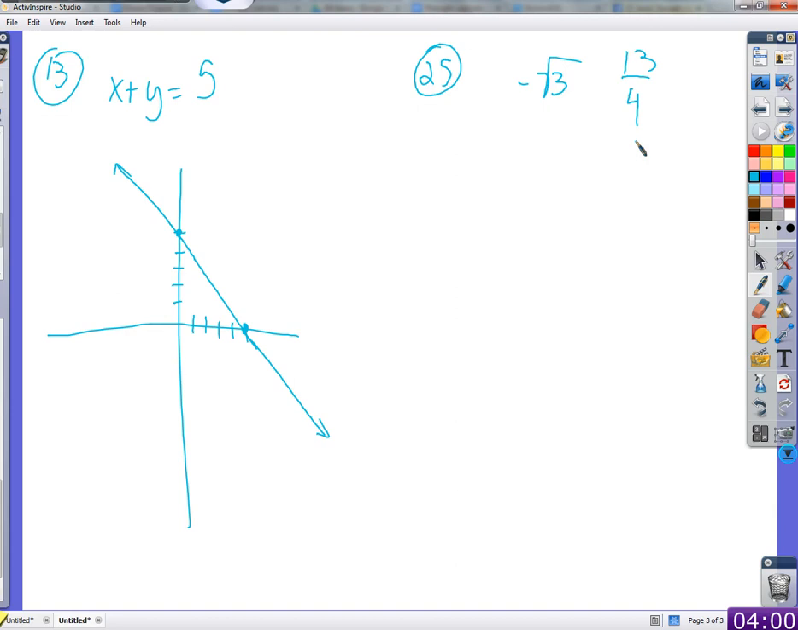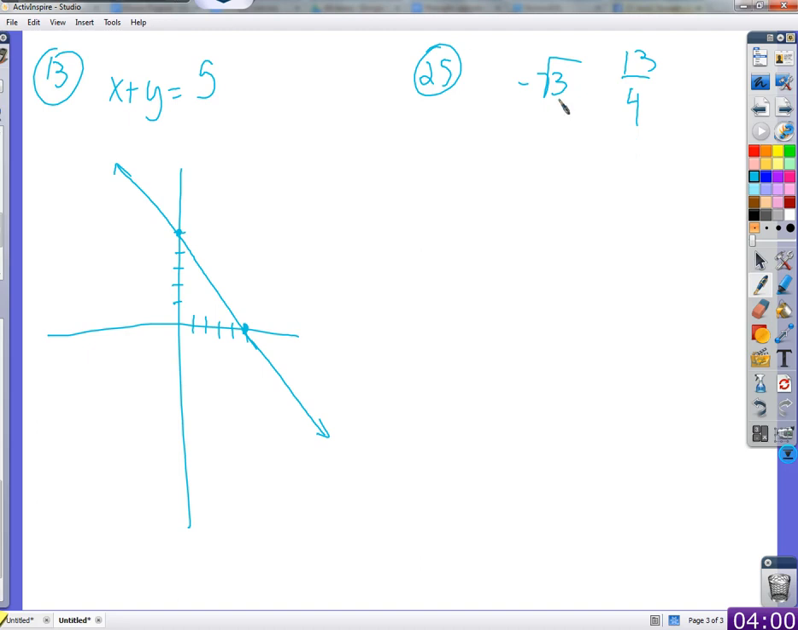13 is close to 12, and 12 divided by 4 would be 3. So it'd be a little more than 3. 3 and 1/4, so a little bit more than 3. Okay, so we look on the number lines here, and look for one that's a little bit more than 3. And actually, A is the only one that even has a number that's close to positive 3, so none of the other ones are even possible.